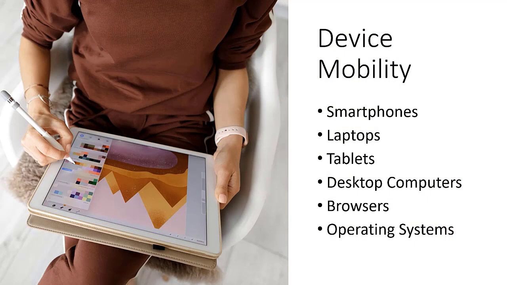The second component of mobility is device mobility. We want our products to look the same no matter what device our consumer is viewing it on, whether it's a smartphone, a laptop, tablet, desktop, no matter what browser they might be using, no matter what operating system they might be using. We want to make sure they all look the same.